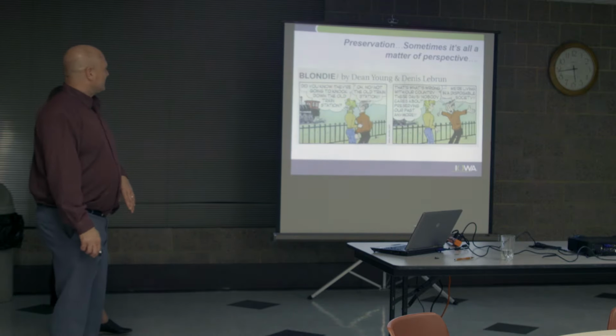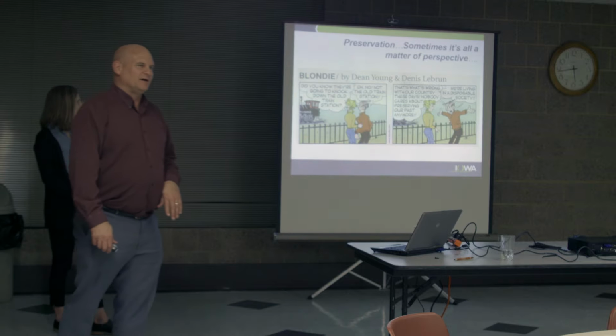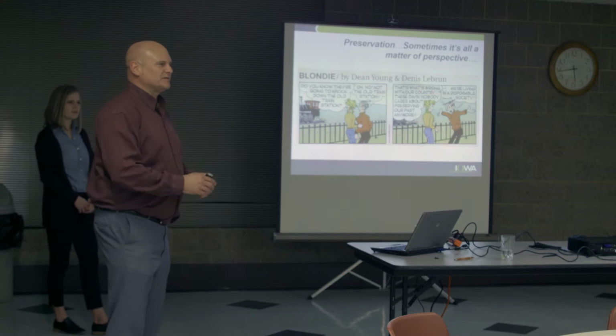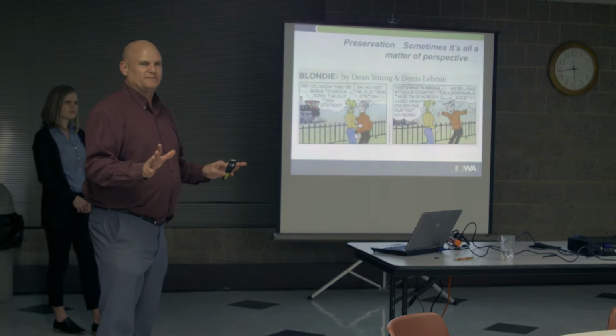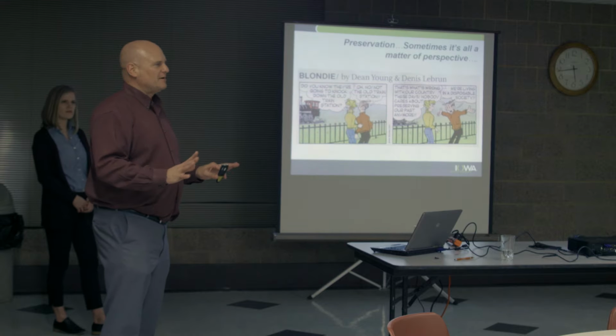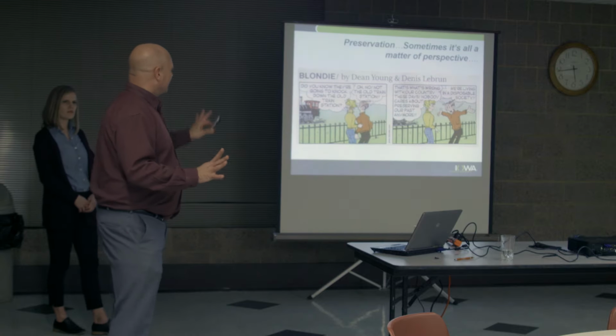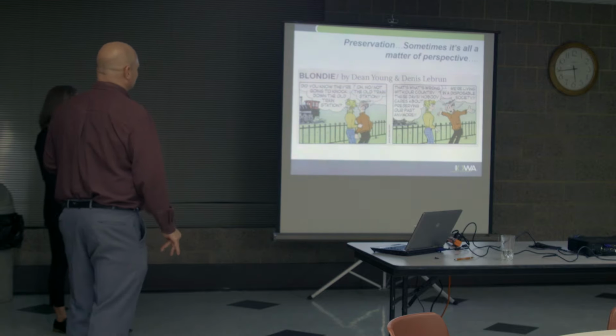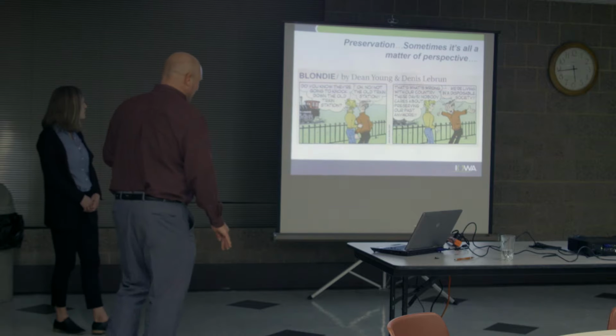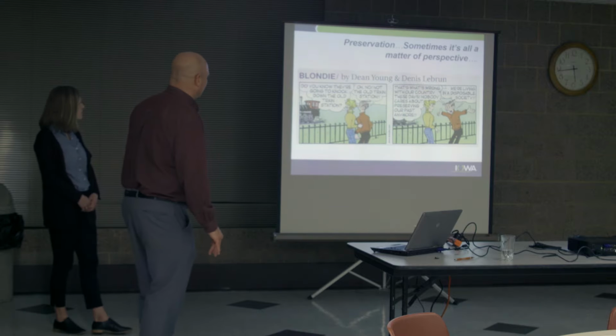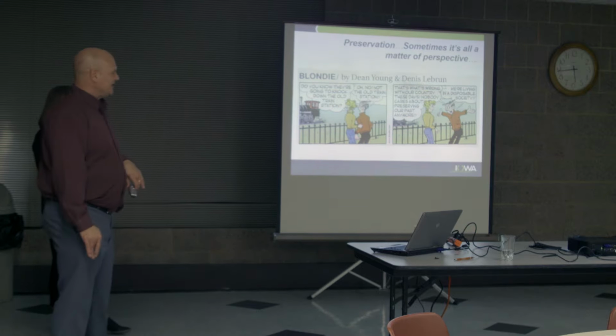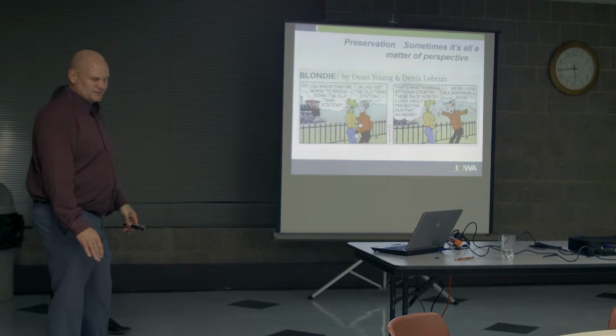And this is a cartoon that I found some time ago that I like to talk about, because a lot of times preservation is a matter of perspective. What's important to you may not be important to the next person. And this is a good cartoon that illustrates it. This Blondie cartoon: Blondie and Dagwood are standing out in front of this little train station, and Blondie says, you know, they're gonna knock that down. And so Dagwood just starts going crazy.